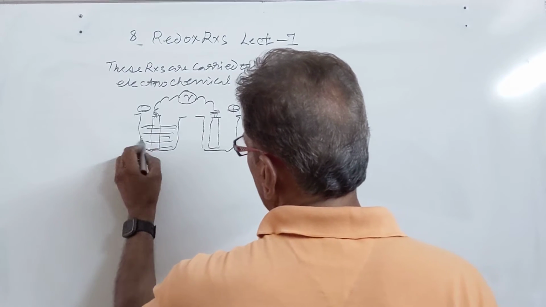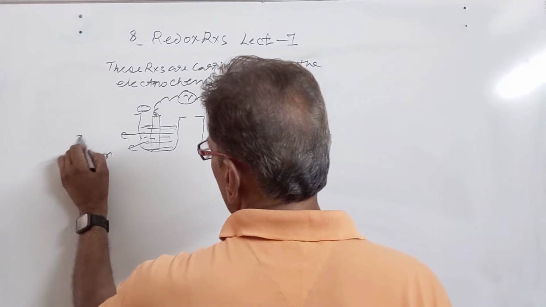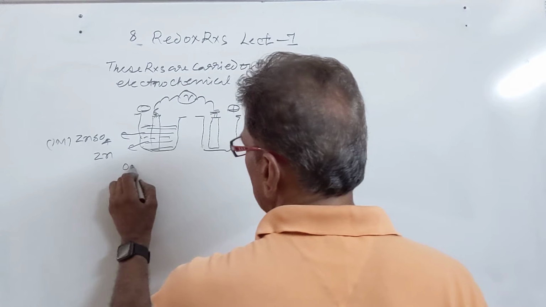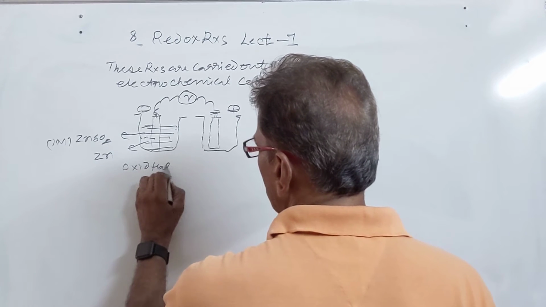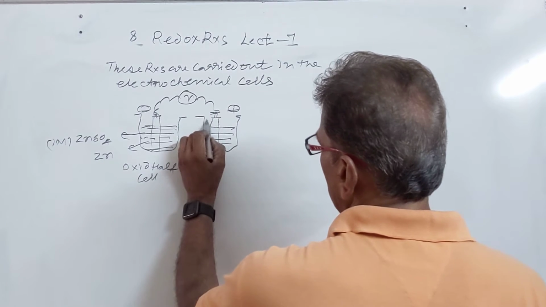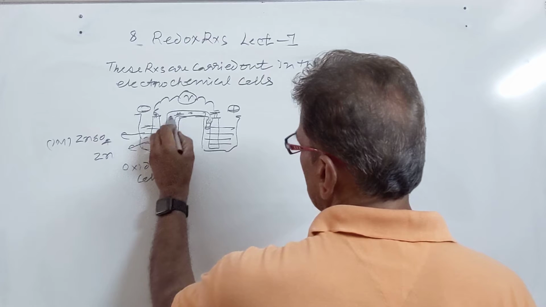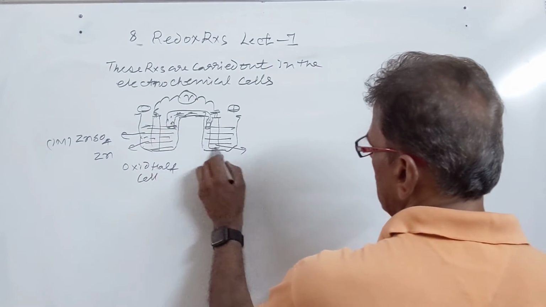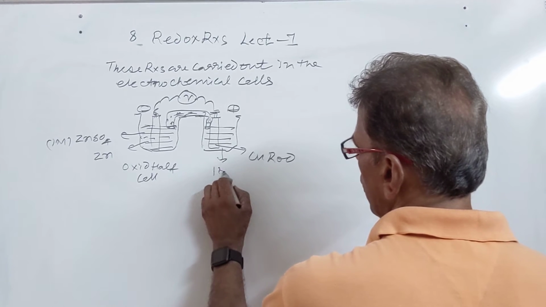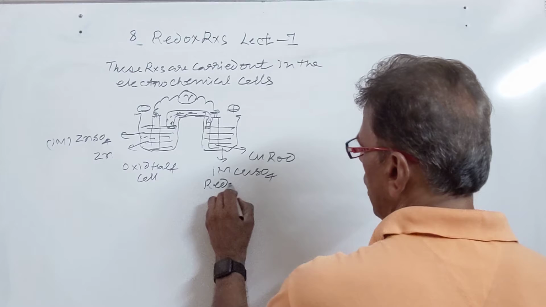An electrochemical cell consists of two halves. The first half is a zinc rod. If it is in 1 molar solution, this is called the oxidation half cell. Then the second half cell, it also has a salt bridge, a U-type tube filled with agar-agar plus KNO3. This is a copper rod dipped in 1 molar copper sulfate solution. This is called the reduction half cell.